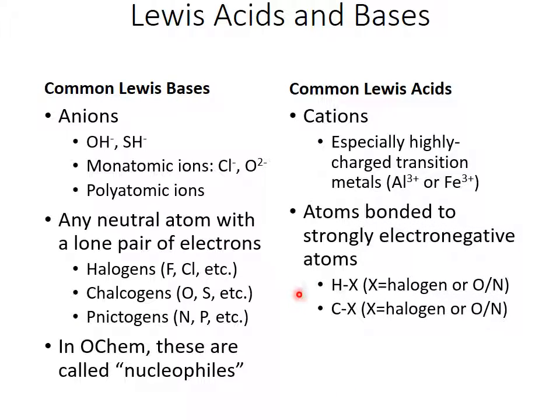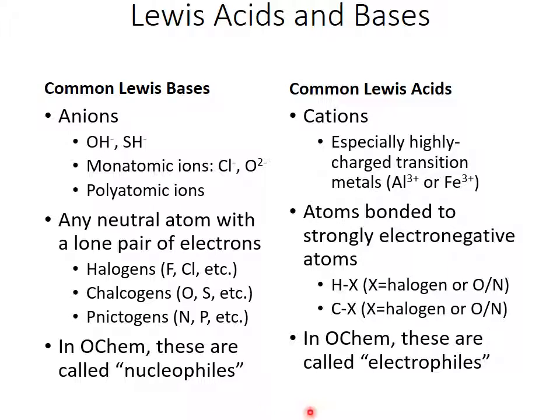You can also find Lewis acidity in atoms that are bound to strongly electronegative atoms. Think HX or CX bonds, where that X is a halogen or oxygen or nitrogen. That's because this X atom is pulling the electron density away from that hydrogen or carbon, making it kind of positively charged, which makes it want to interact with the negative charge of a Lewis base. In organic chemistry next year, these will be called electrophiles because they want to interact with the negative charge of electrons.